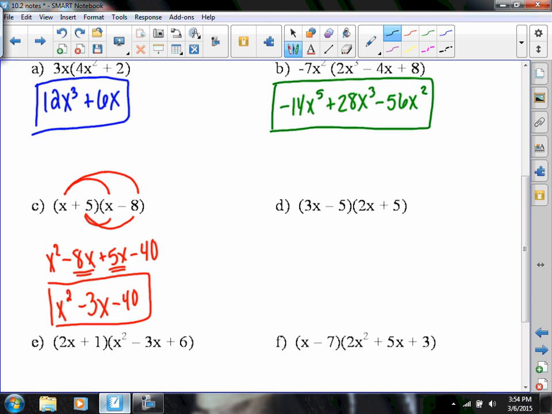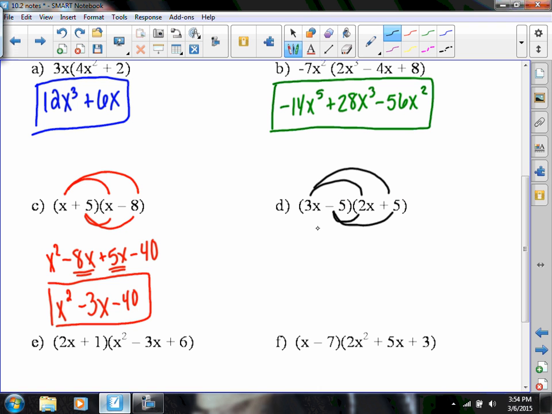Part D, again, this is another foiling method. If you wanted to do it vertically, you certainly could. If you wanted to do lattice, you could. Okay. But we're still taking the first term times both terms in the second set of parentheses, and then this second term times both terms in the second set of parentheses.